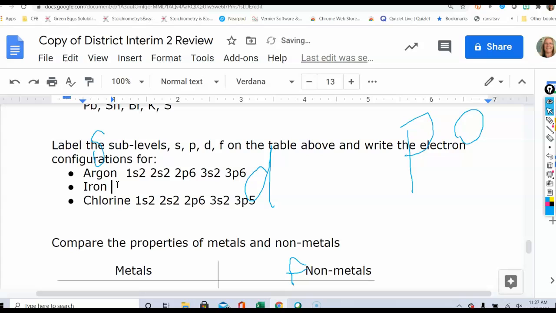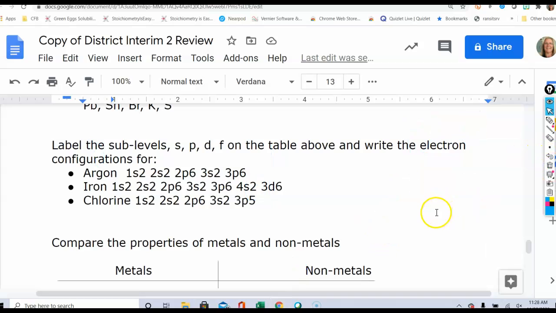Now, what about iron? Iron has all those same things as argon: 1s2, 2s2, 2p6, 3s2, 3p6. That's argon, but we have to go on to iron, which then leads us to 4s2 and 3d, and it counts over to 3d6. Those are the electron configurations that you need to be able to use and identify elements from.